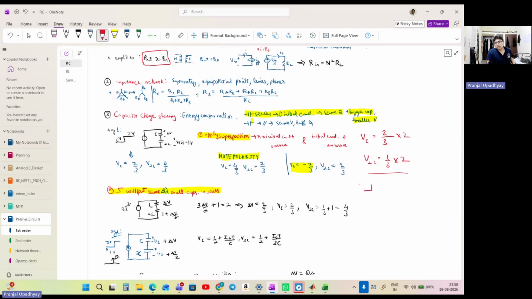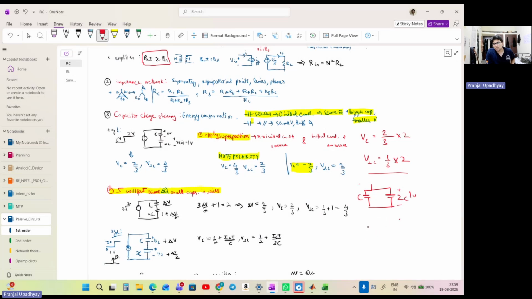So the circuit will then look like C, 2C, and here will be 1 volt, right? And here now we can apply the charge conservation, right? So here we can just say that these two will come in parallel. So I can just say that 3C times 1 is equal to what?